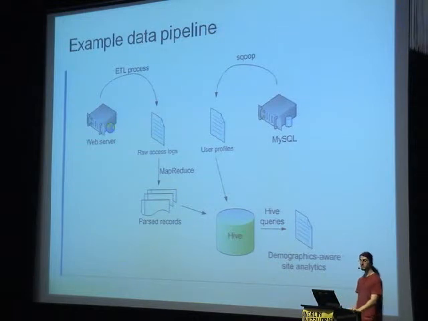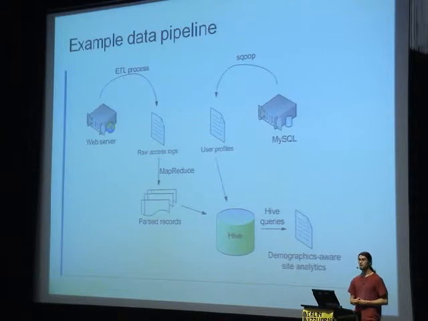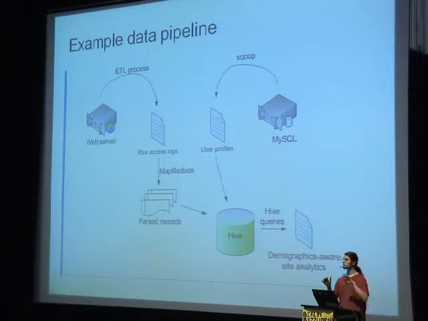This slide shows an example data pipeline that one might envision running on Sqoop, similar to the one that I outlined a few minutes ago. So we have our web servers on the left side of this screen, and these web servers are generating our access logs. These access logs are being collected by some system, an ETL process, and injected into Hadoop. We then run MapReduce programs over these logs to extract from there only the fields that we actually care about. For example, what page did the user access, what time, and then the cookie that represents the logged in user.